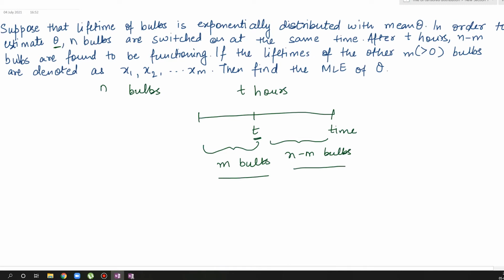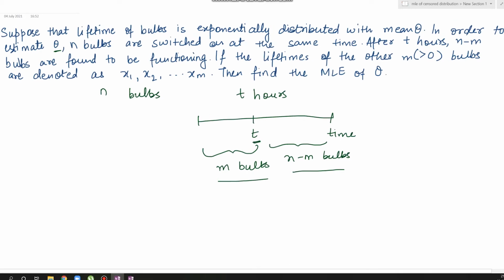So that means that there is a loss of information, there is partial information available, and that is why this is called truncated or censored data. Now you can also see that the information loss is towards the right hand side, that is after the time t. So we know that this is right censored data.